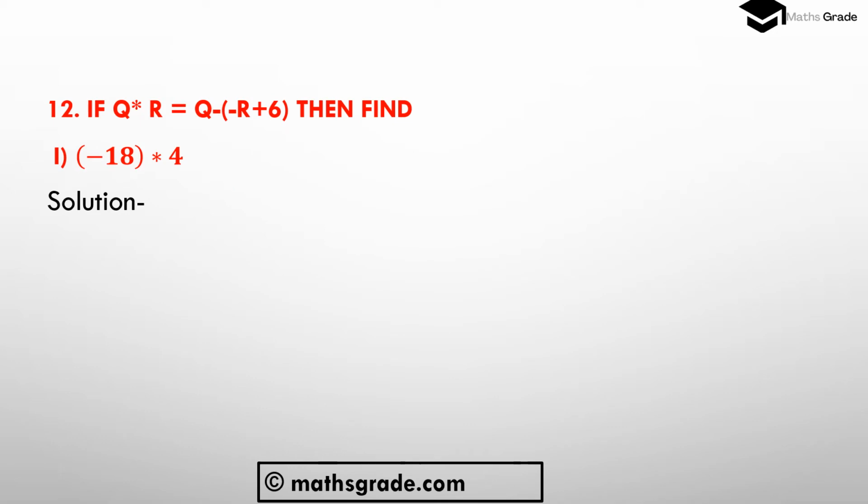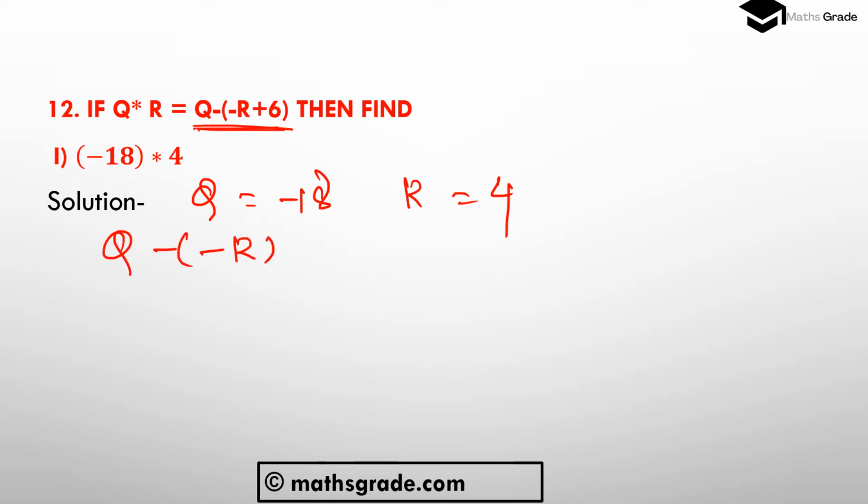Now question number 12. If q star r is q minus of minus r plus 6, this is the equation given, then find minus 18 star 4. So here the value of q is minus 18 and r is 4. So put the values of q and r in q minus of minus r plus 6.